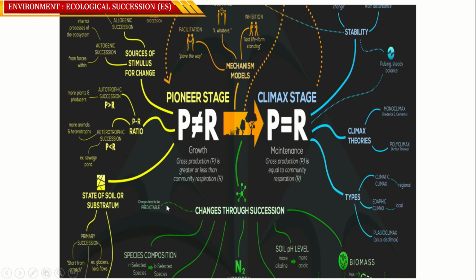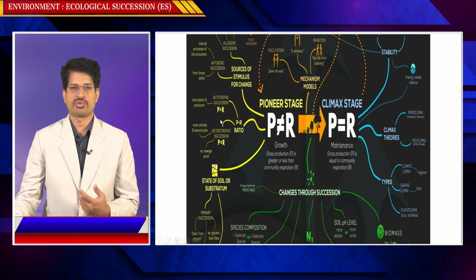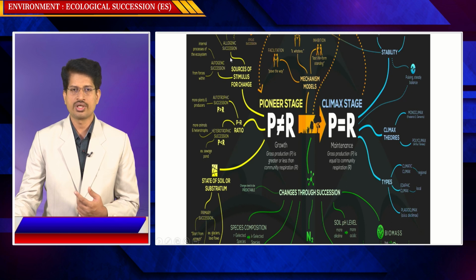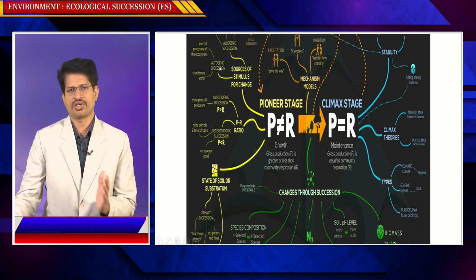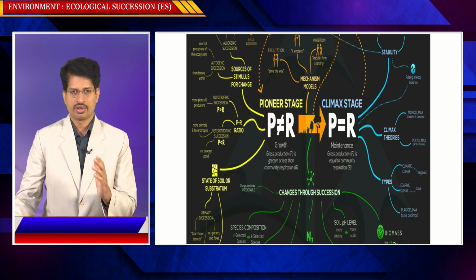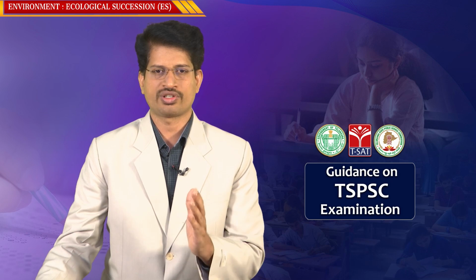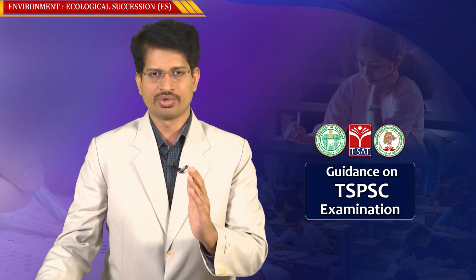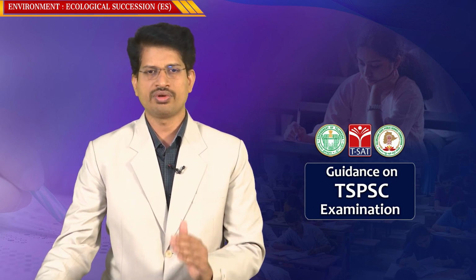What is meant by R selection and what is meant by K selection can be a question. What is meant by autotrophic succession? What is meant by heterotrophic succession can be a question. What is allogenic succession? What is autotrophic succession? So questions can be framed in different ways. Depending upon the discussion and explanation, you must be able to give an answer to the question.